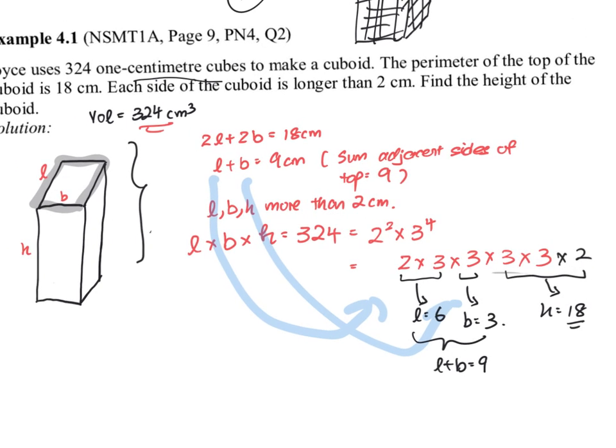So this is an example where you can see that the length plus breadth add up to 9. They fulfill the condition where both are more than 2, and the prime factorization of 3 to the power 4 allows you to do that. So the way to solve this question is really by looking at the prime factorization and looking at the question itself. It's not so straightforward.